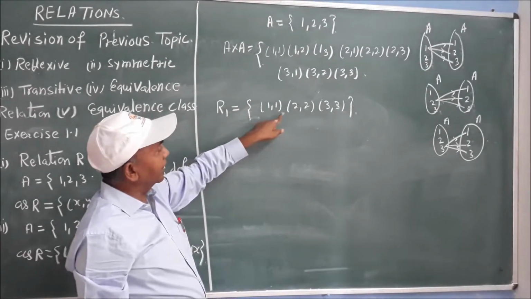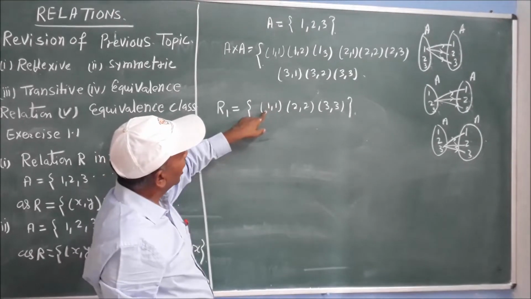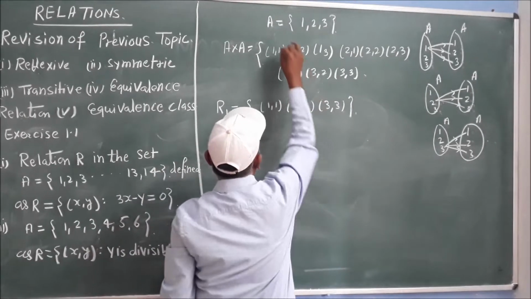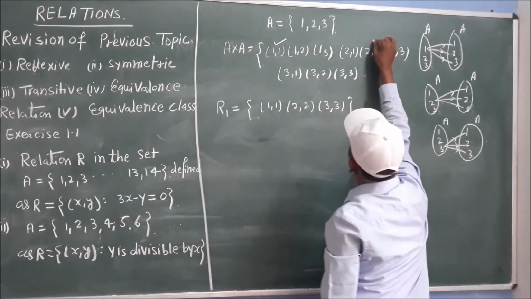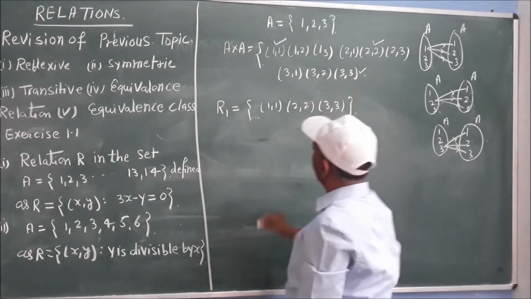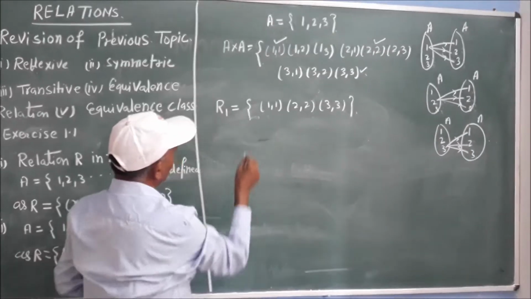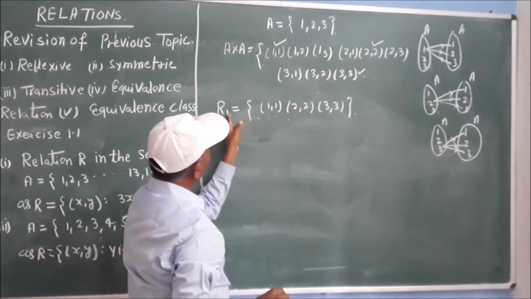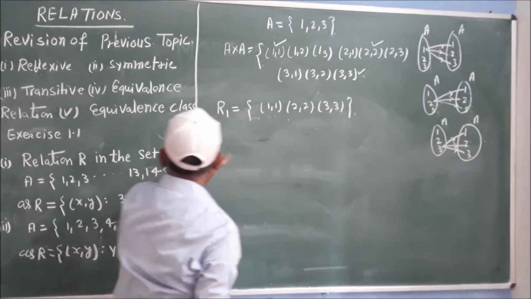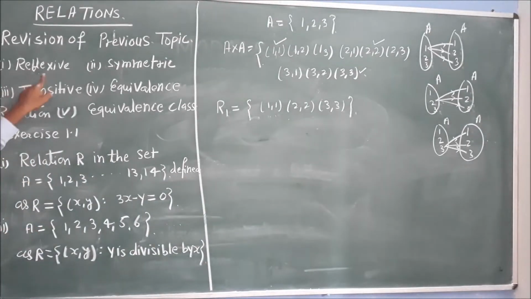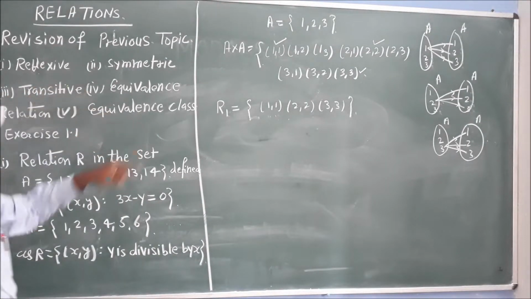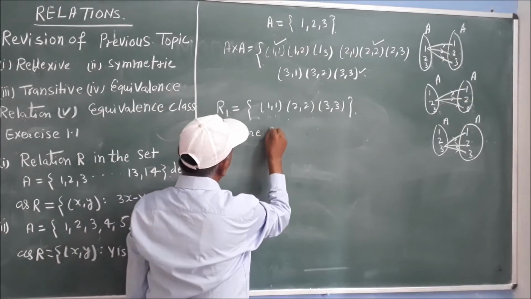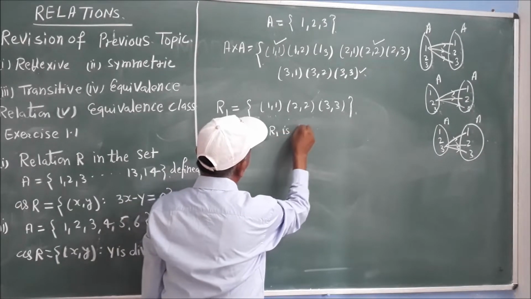R1 को हम रिलेशन कहेंगे. क्यों कहेंगे रिलेशन? क्योंकि R1 जो है A क्रॉस A का सबसेट है. So elements of R1 will be here (1,1), (2,2) and (3,3). So check here. Here (1,1) belongs to R1, (2,2) belongs to R1, (3,3) belongs to R1. So as per the property of reflexive relation, R1 is reflexive.